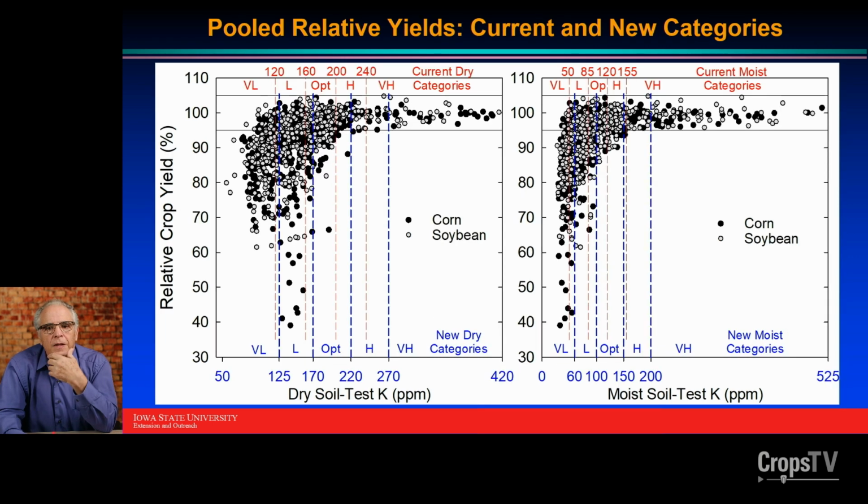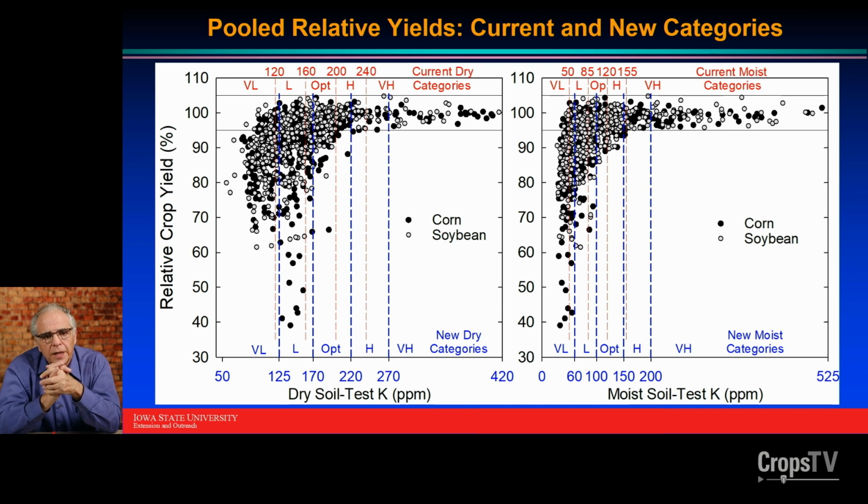So these are the new interpretations compared with the old ones. As I said before, now we have corn and soybean in the same graph on the left for the dry soil test, and the right is for the moist test, okay? So at the top, the red vertical dotted lines show the current borders of the categories, and the blue ones are the new ones that are coming out.